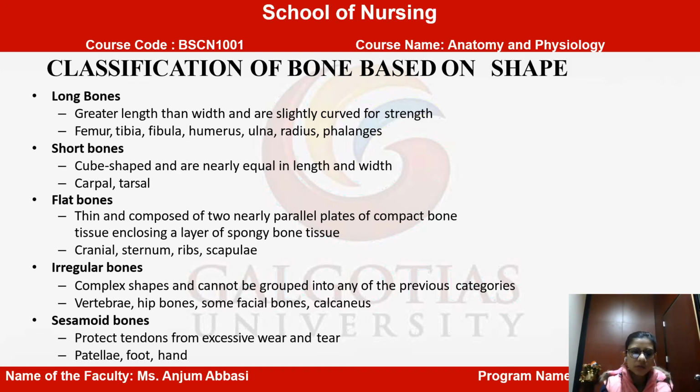Fourth is irregular bones. They have complex shapes and cannot be grouped into any of the previous categories. For example, vertebra, hip bones, some facial bones, and calcaneus. Last one is sesamoid bone. It protects tendons from excessive wear and tear. Example, patella, foot, and hand.